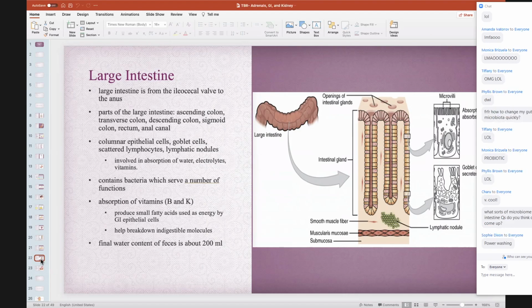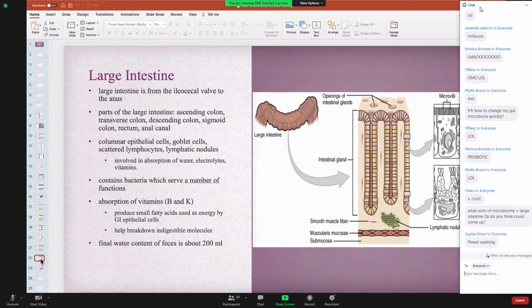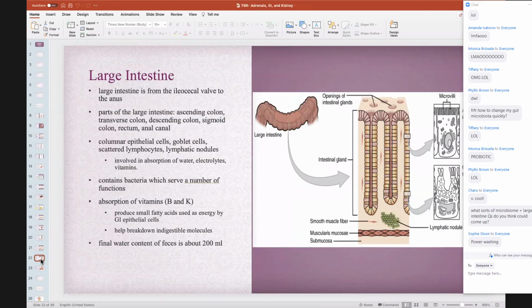What sorts of gut microbiome and large intestine questions could come up? It's a fantastic question. They might give you just a passage on the gut microbiome, or a study. They can do PCR to look at different bacterial colonies, just stuff like that.